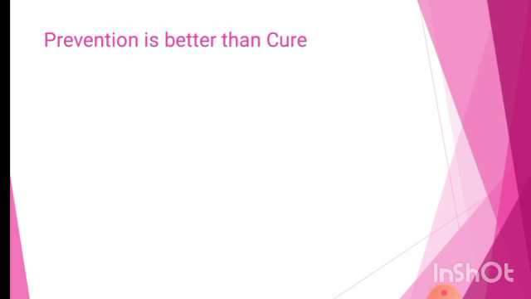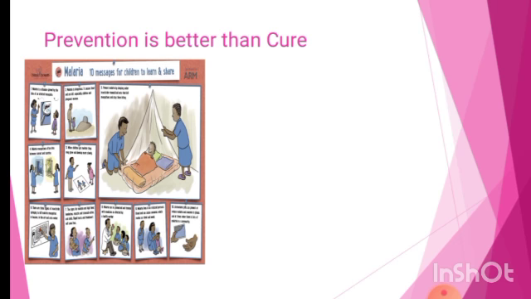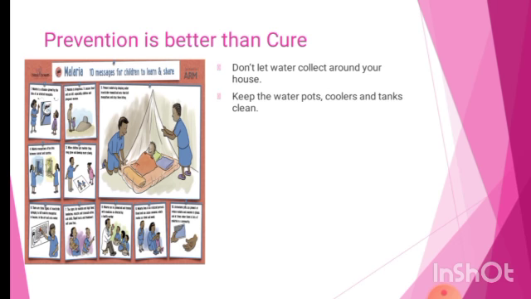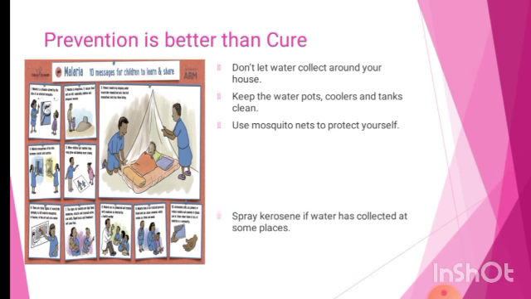Now we are going to discuss preventions of malaria, because prevention is always better than cure, right? So no one likes to take bitter medicines, right? So we must take few preventions that may prevent us from malaria. Let us see one by one. Don't let water collect around your house. Keep the water pots, coolers and tanks clean. Use mosquito nets to protect yourself.